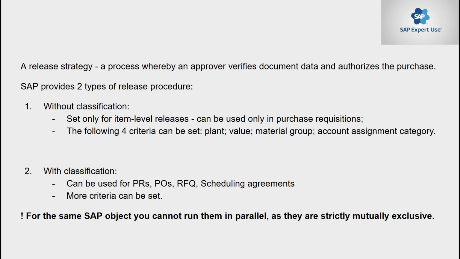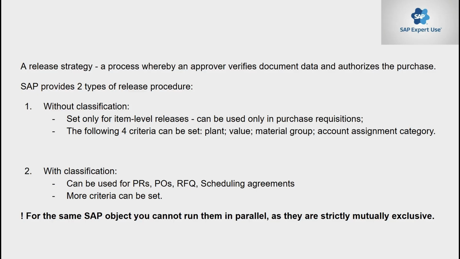The other one is the one with classification, and it can be used for PRs, POs, RFQs, schedule agreements. That is, more criteria can be set, and therefore it makes it more flexible and easy to use. A very important aspect is that for the same SAP object, you cannot run them in parallel, as they are strictly mutually exclusive. That is, you must decide on one of the two alternatives.